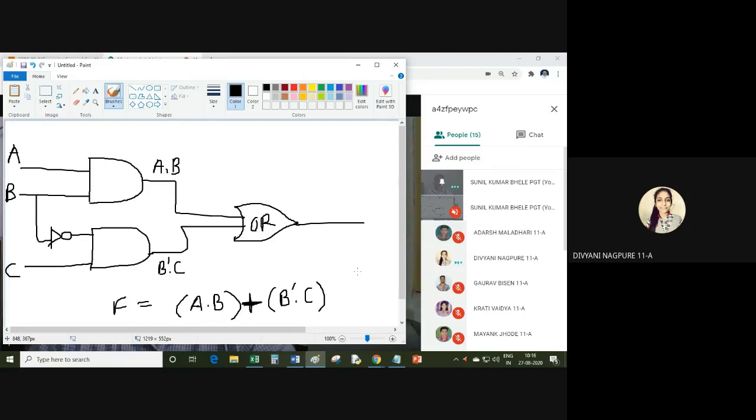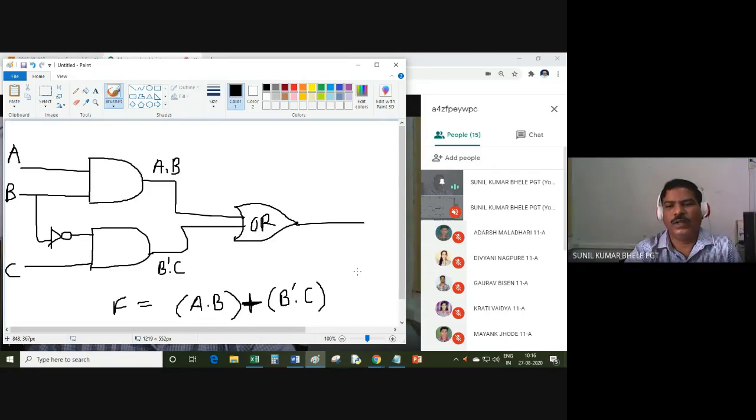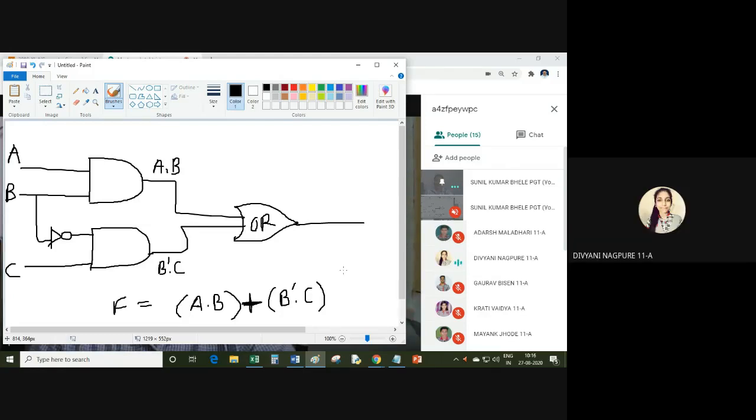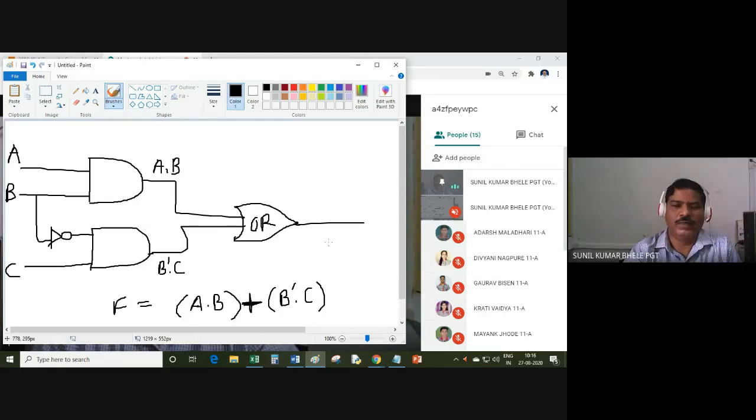Divyani? Yes, sir. Okay, if I ask you another question, can you tell me the answer? Sir, I can try. Okay. So please draw this diagram in your notebook, and the equivalent Boolean expression of this logic circuit diagram, A dot B plus B complement dot C. And tell me if you have completed. Yes, sir.